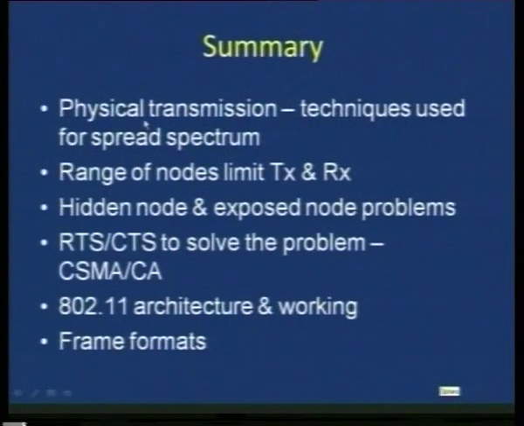With this we can summarize what we have been looking at today. We have looked at the physical transmission techniques used for spread spectrum. We have looked at the range of nodes limiting the transmission and reception, the hidden node and exposed node problems, and how RTS and CTS are used to solve this problem. We have looked at the 802.11 architecture and how it works and the different frame formats. So, we have a set of questions for you that you can review in order to see if you have understood what we have been covering today.